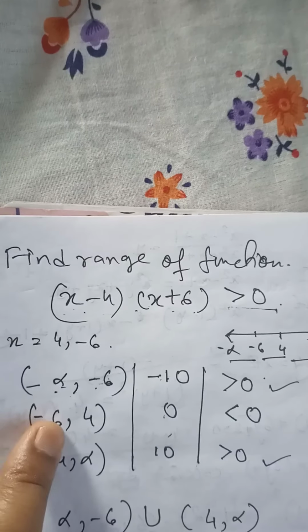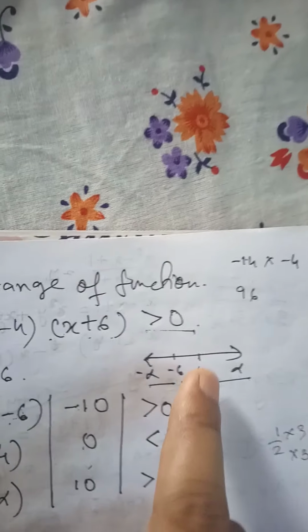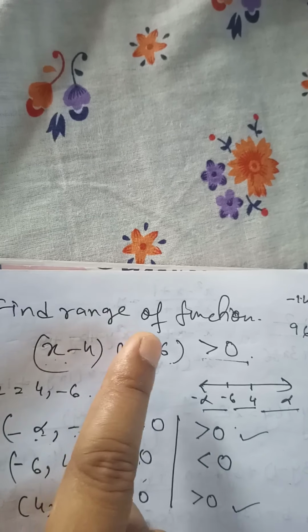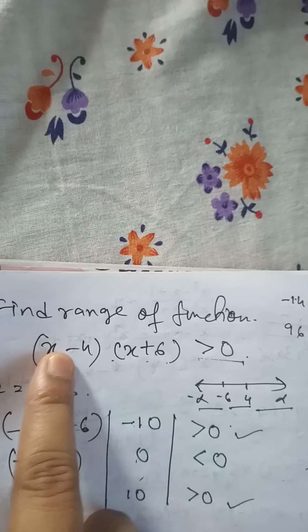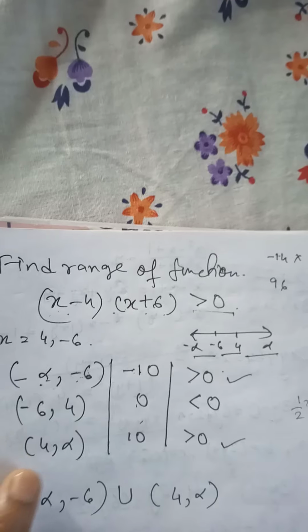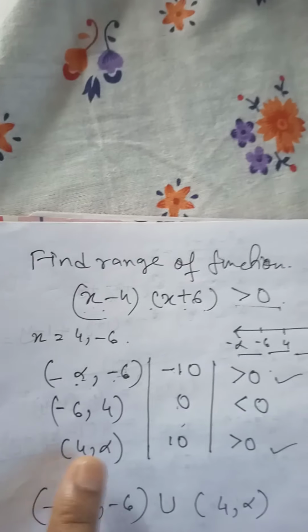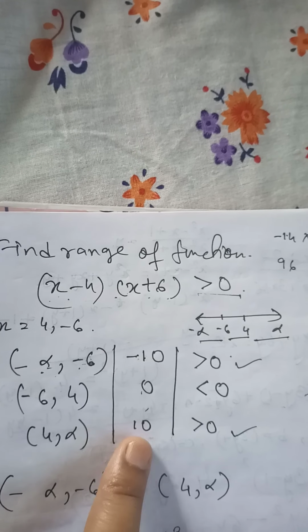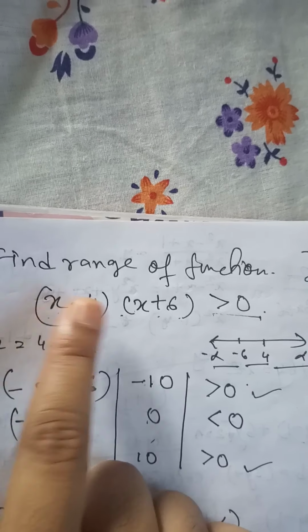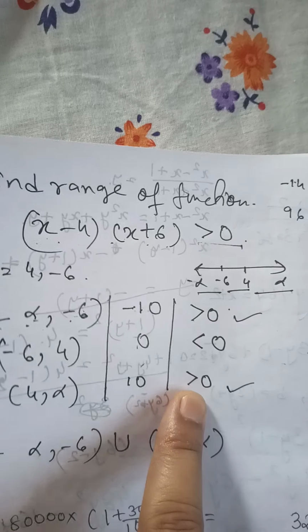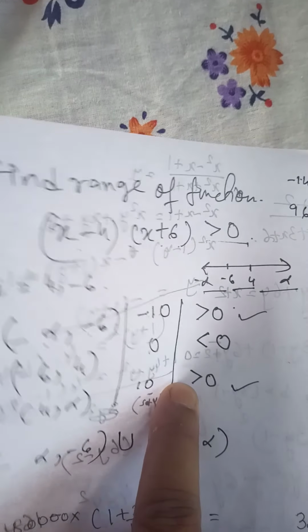Now for the next range, minus 6 to 4, take one value within this range. 0 comes within this range. If you put 0 over here, minus 4 times plus 6, that is coming minus 24, which is actually less than 0. Now for the range 4 to infinity, I have taken one value, plus 10. Putting plus 10 over here, 10 minus 4 is 6, 10 plus 6 is 16. So 16 into 6 is 96, that is greater than 0.